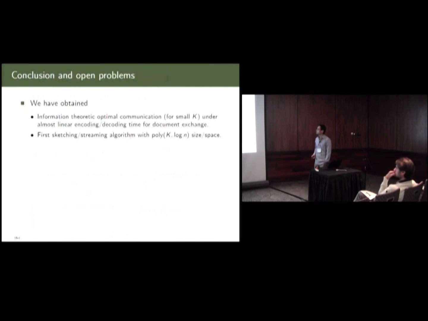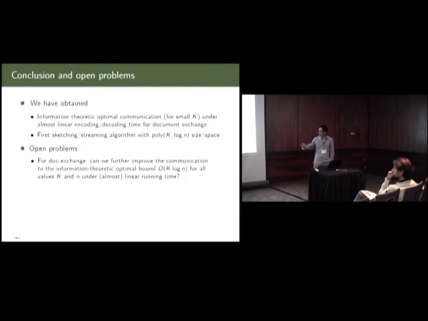Okay. So just the conclusion. What do we have? Our result is information-theoretically optimal for small k, with almost linear encoding and decoding time for document exchange. And for streaming and sketching, we get the first poly k log n size space result. Okay. There are a few open problems. First of all, for document exchange, can we get this bound for all k instead of just for small k?